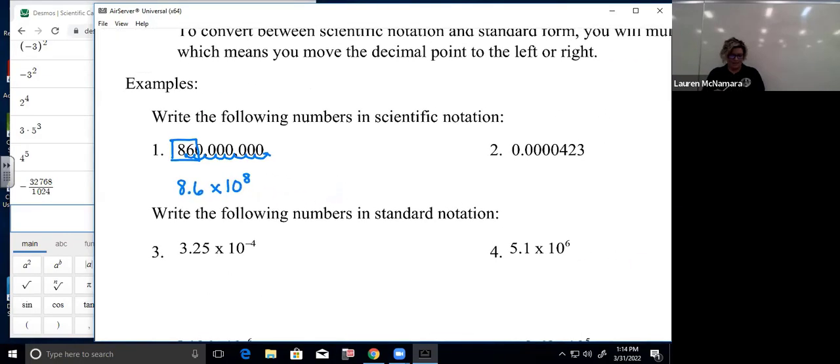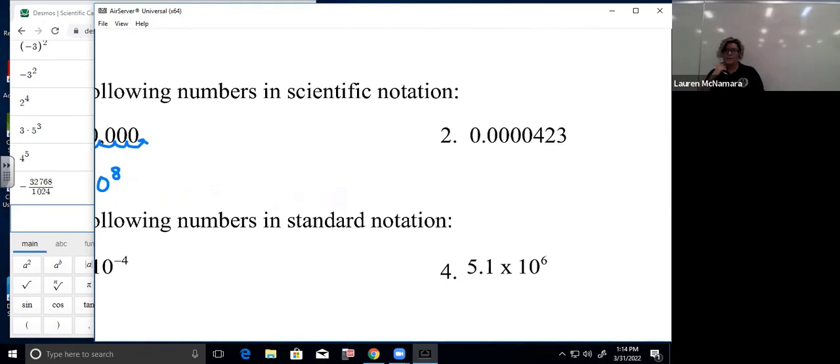Looking at my example number 2. First thing I'm going to do is find my numbers. So here are my numbers, which are going to represent my A, and I need my number to be between 1 and 10. So I have 4.23 times 10.